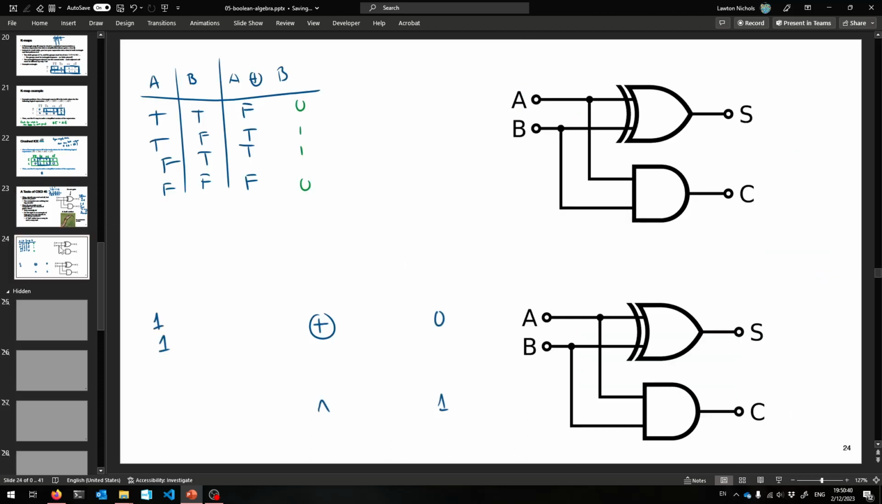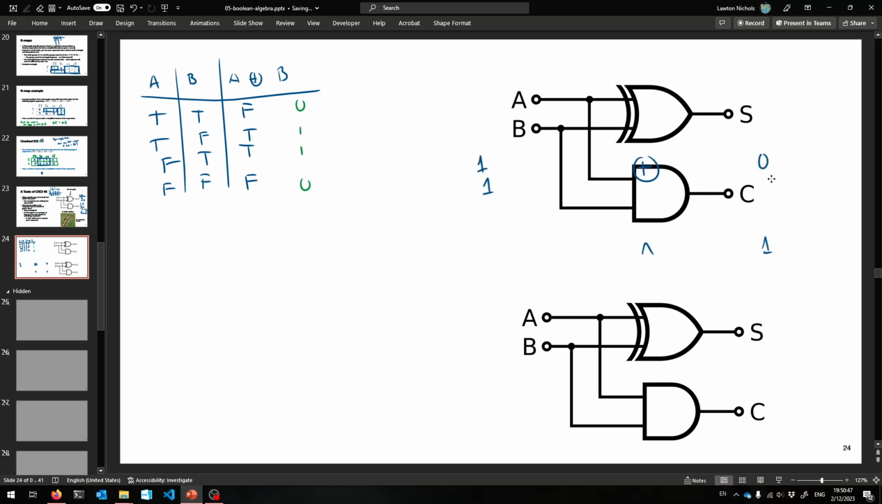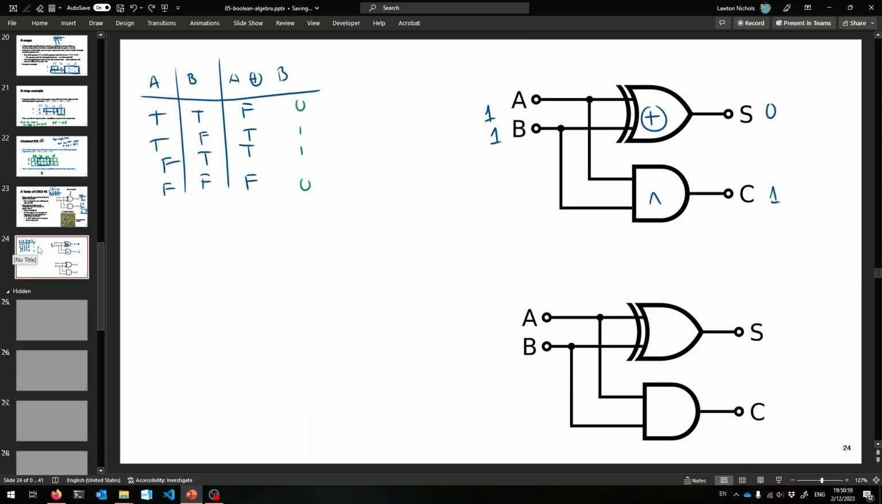And then this one is where I wanted to show you my example. So, for example, if we have A and B being 1 and 1, then the answer for that bit is 0, and then we have to carry a 1. So, here we go. The answer for that bit was 0, and we carry a 1. And the idea is we're going to chain a bunch of these together.